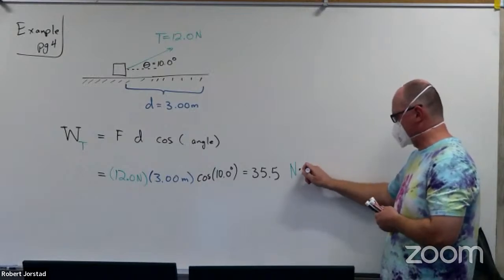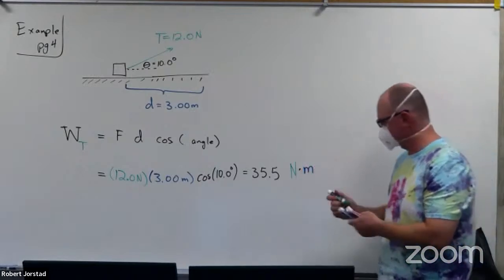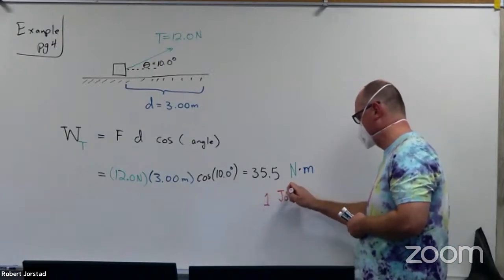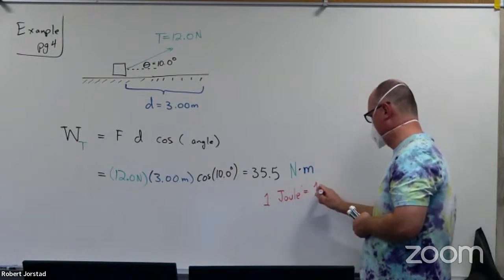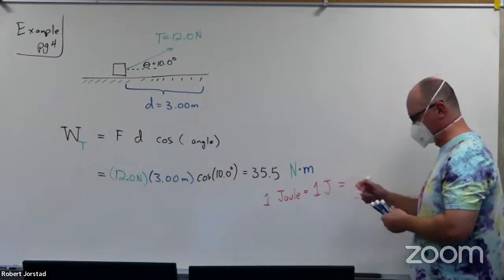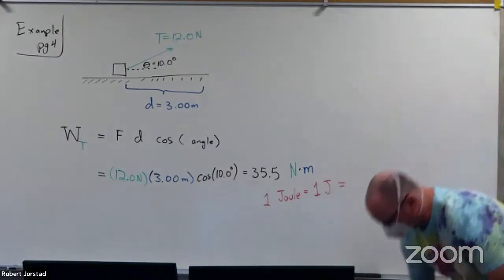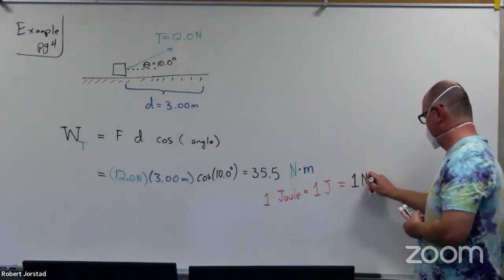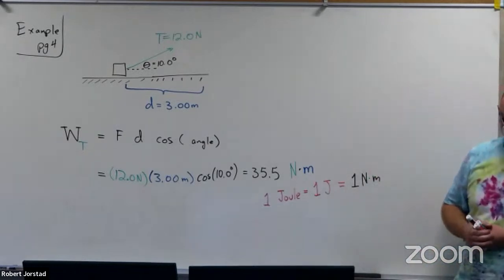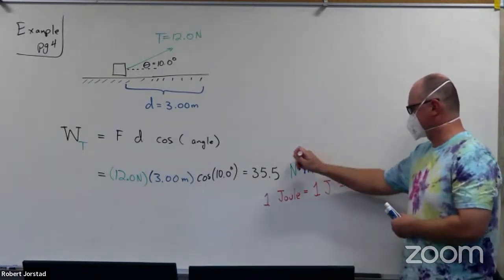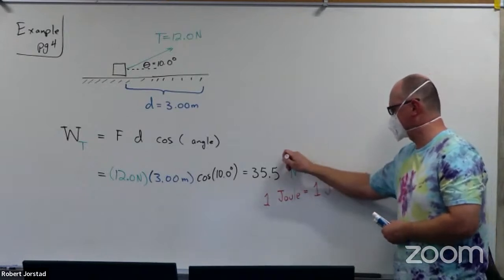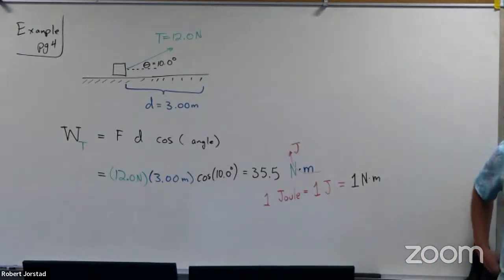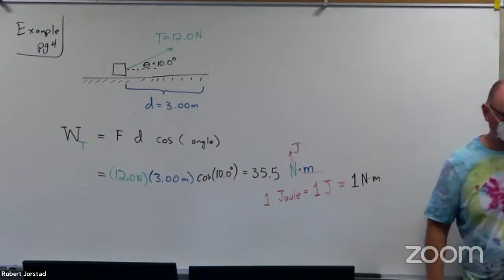However, we don't like to use that unit. We're going to rename this unit. 1 joule, or 1 J, equals 1 Newton meter. So the unit of work is called a joule. We're going to rename this right here a joule. 35.5 joules. It's a real gem of a unit. Okay. So far, so good?